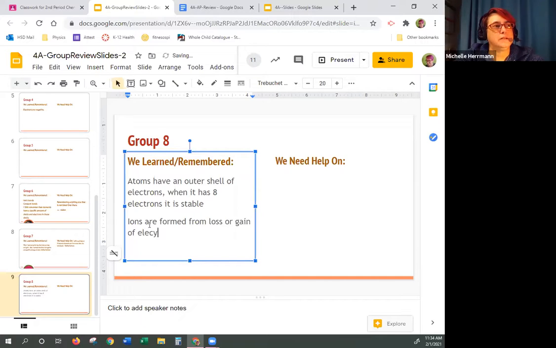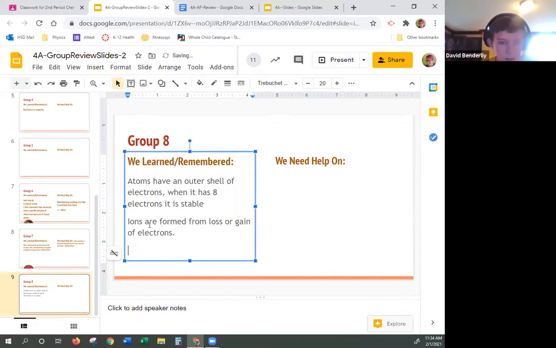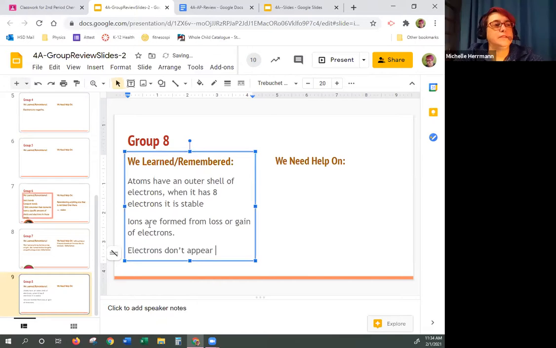So there's that, ions. And then part two, I wrote electrons do not suddenly appear or disappear. They are transferred from one atom to the other. Yeah, this is don't appear or disappear. Yes, this is the concept that matter cannot be created or destroyed. It's just moved from one place to another.